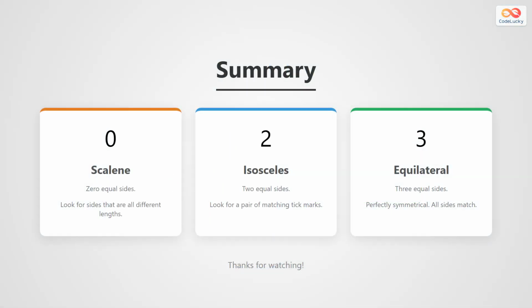To summarize, if you see three different sides, it's scalene. If you see two equal sides, it's isosceles. And if all three sides are equal, it's equilateral.